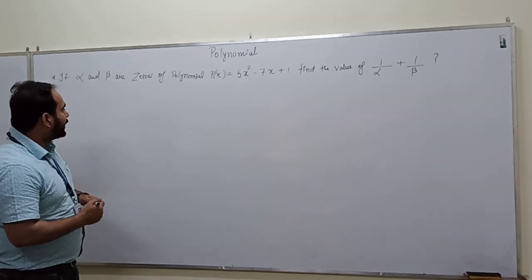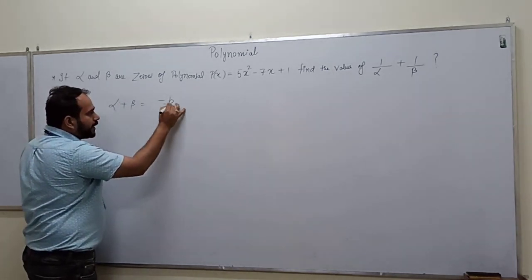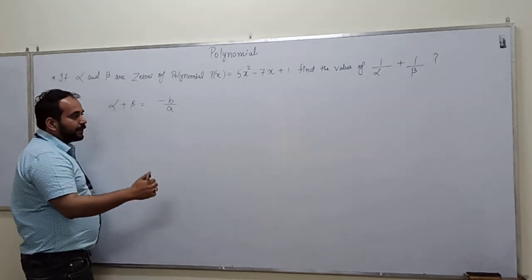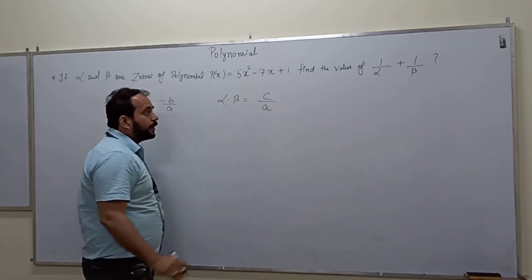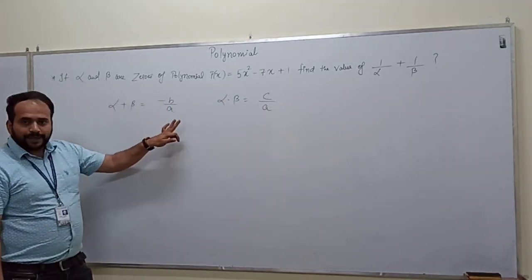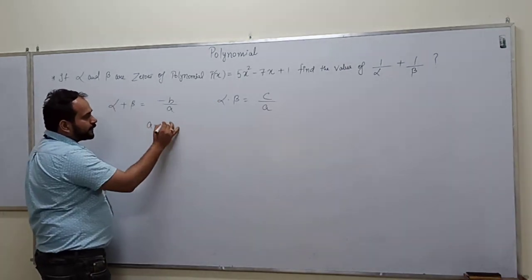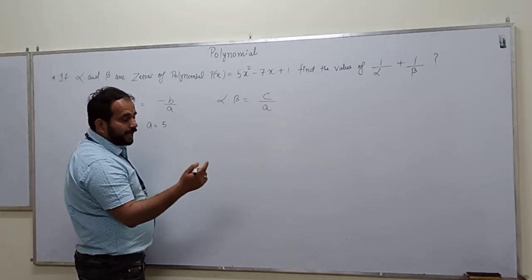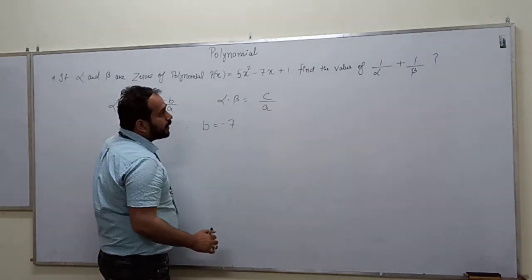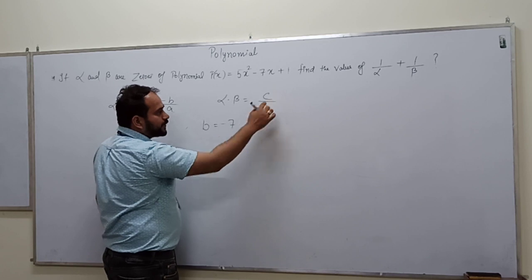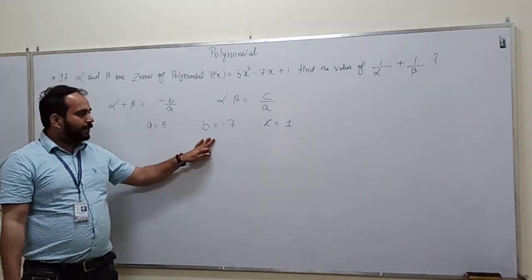What is the first property? It says that alpha plus beta is equal to minus b by a. We have done this. What was the second property? It says that alpha into beta is equal to c by a. I have told you the meaning of a, b and c. A simply means the coefficient of x square, so here the coefficient of x square is 5. What is the coefficient of x? That will be your b, which means b is equal to minus 7, and the last term, the constant, will play the role of c. In this question c will be equal to 1. I have got the values of a, b and c.